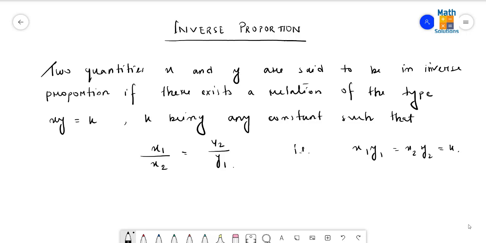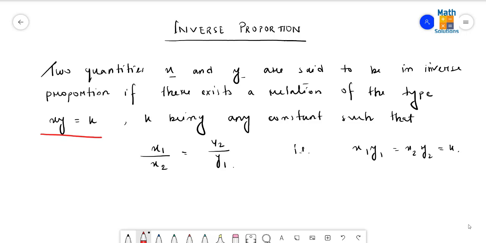Hello everyone. Through this video we are going to discuss the concept of inverse proportions. So what does the term inverse proportion mean? Two quantities x and y are said to be in inverse proportion if there exists a relation of the type xy is equal to k.